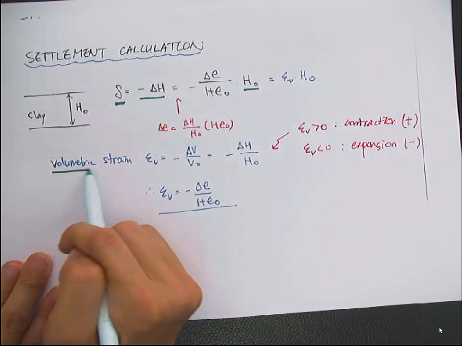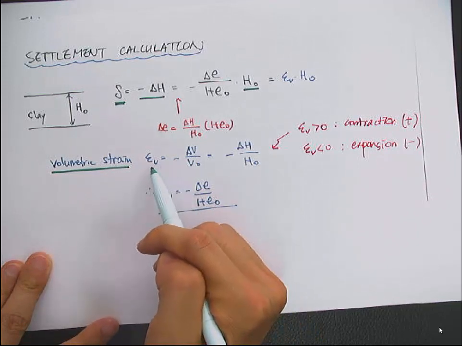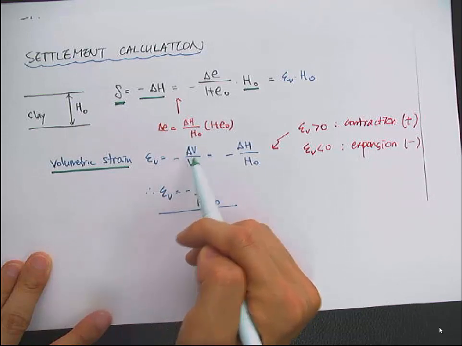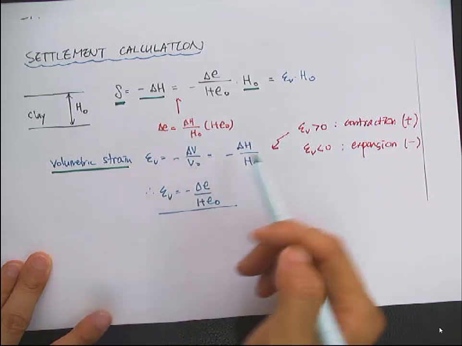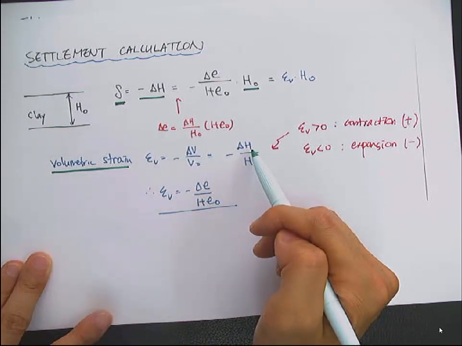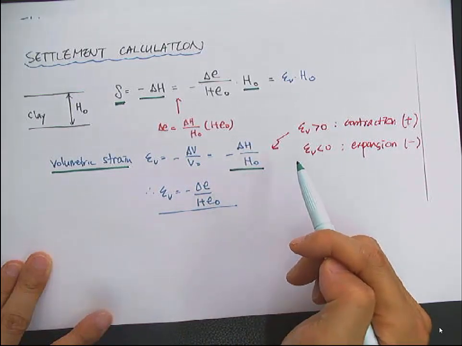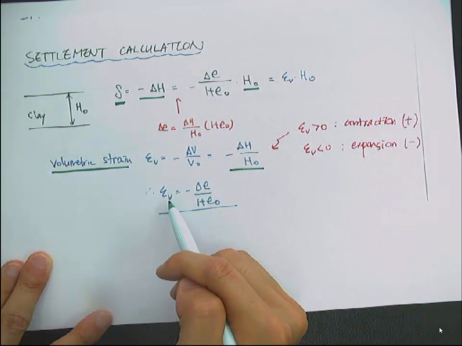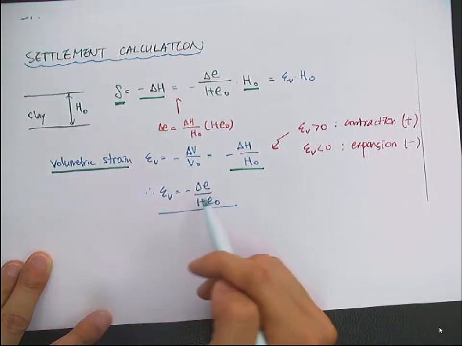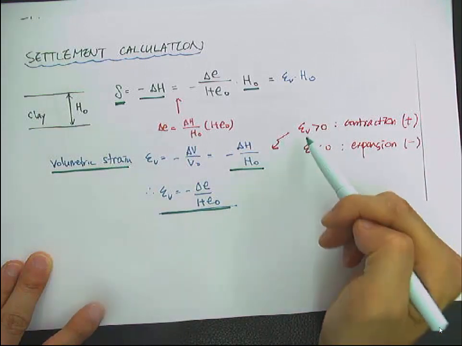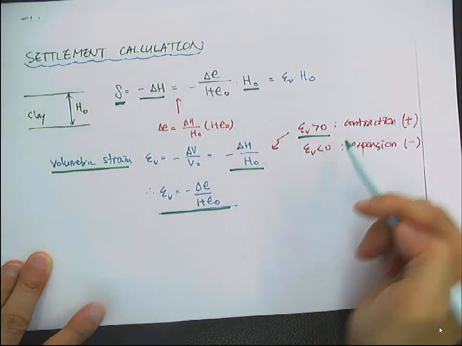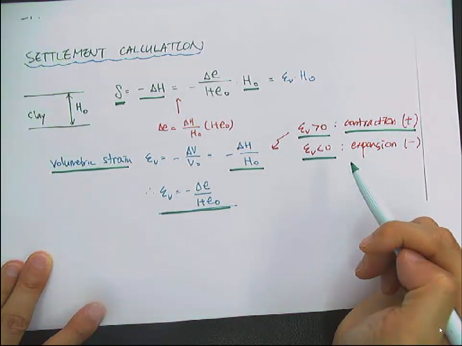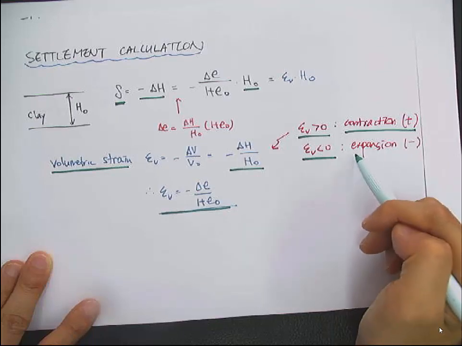And we can also define the volumetric strain, epsilon V. Epsilon V is defined as the negative change in volume over the initial volume. So negative delta H over H naught will be the volumetric strain for the one-dimensional consolidation test. So epsilon V is defined as minus delta e over 1 plus e naught. And here, if epsilon V is a positive value, it means there's contraction.